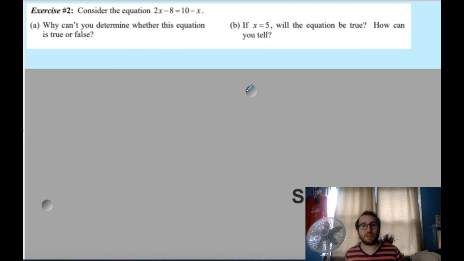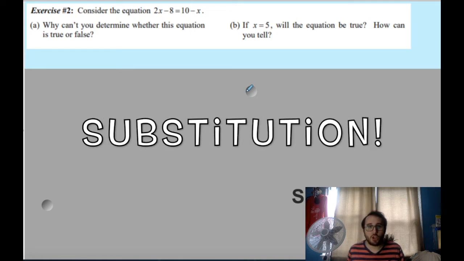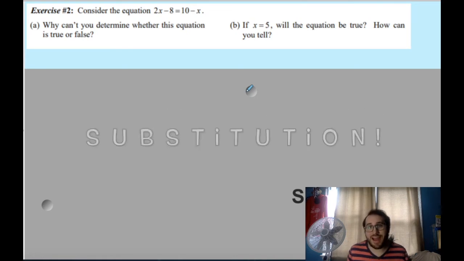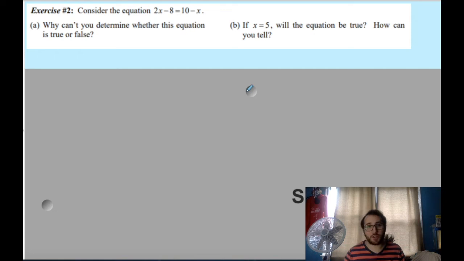Now question B, if x equals 5, will this equation be true, and how can you tell? Well, what is it called when you want to check a solution? Substitution. So we can substitute in 5 and see if it holds true. So we're going to do that right now.